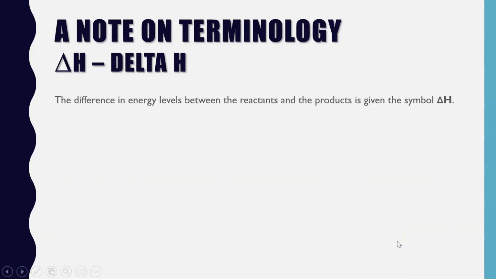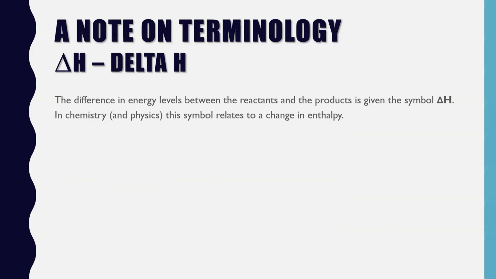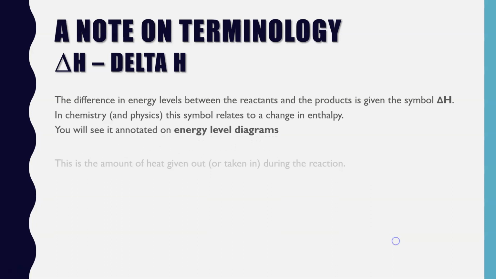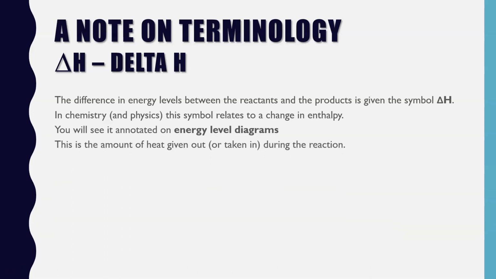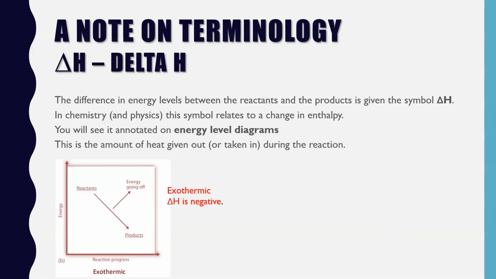Okay, now a little bit of terminology here. This symbol, delta H. You might see that sometimes. The difference in energy between the reactants and the products is given the symbol delta H. In chemistry and physics, this symbol relates to a change in what we call enthalpy. You will see it annotated on energy level diagrams. This is the amount of heat given out or taken in during a chemical reaction.